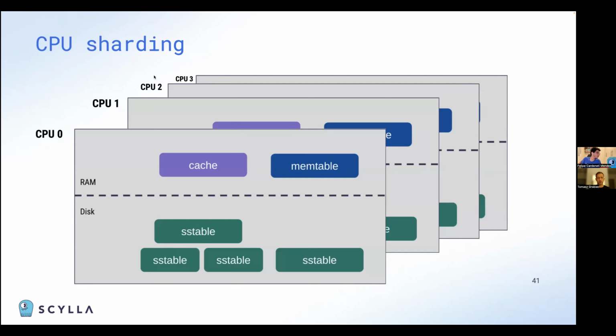There is another very important piece of design which is related to caching. In Scylla, we have CPU sharding, which means that data structures like cache and memtable and SSTables are split across CPUs in such a way that each CPU is responsible for only a fraction of keys. And those data structures are only accessed through that CPU.